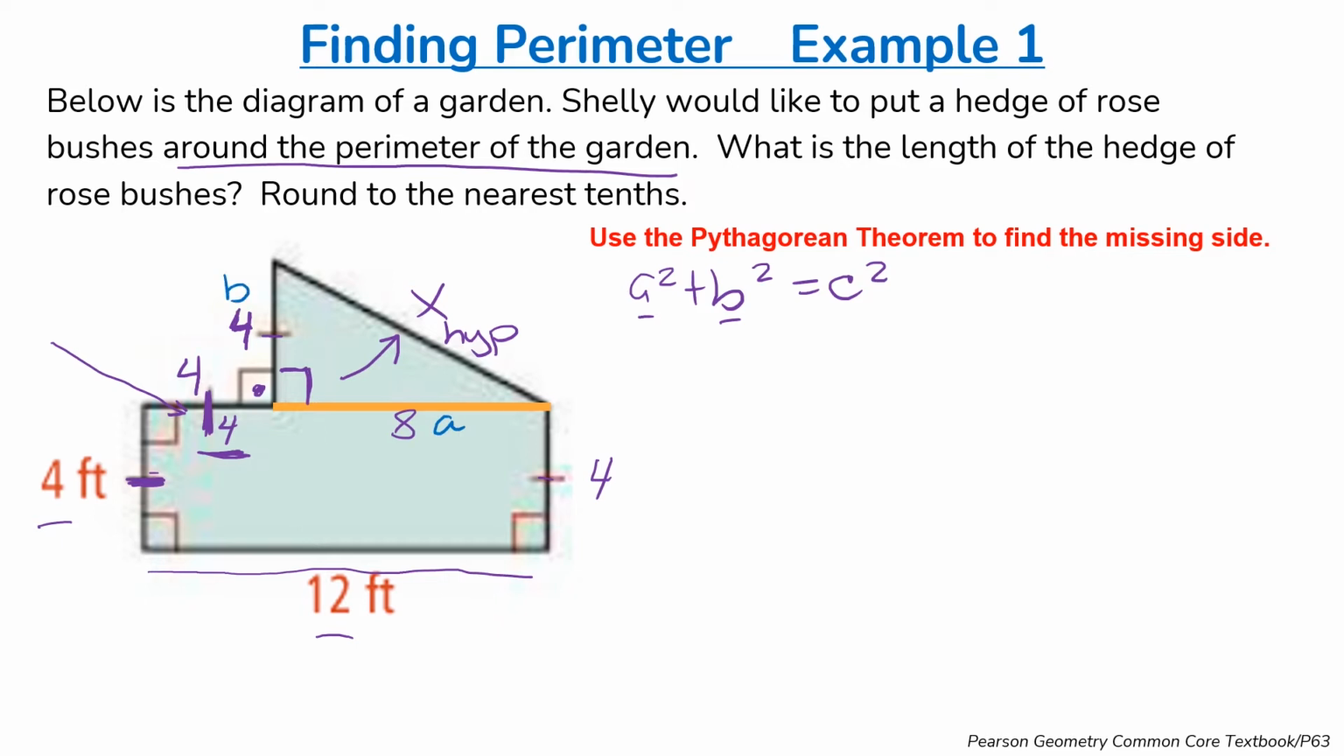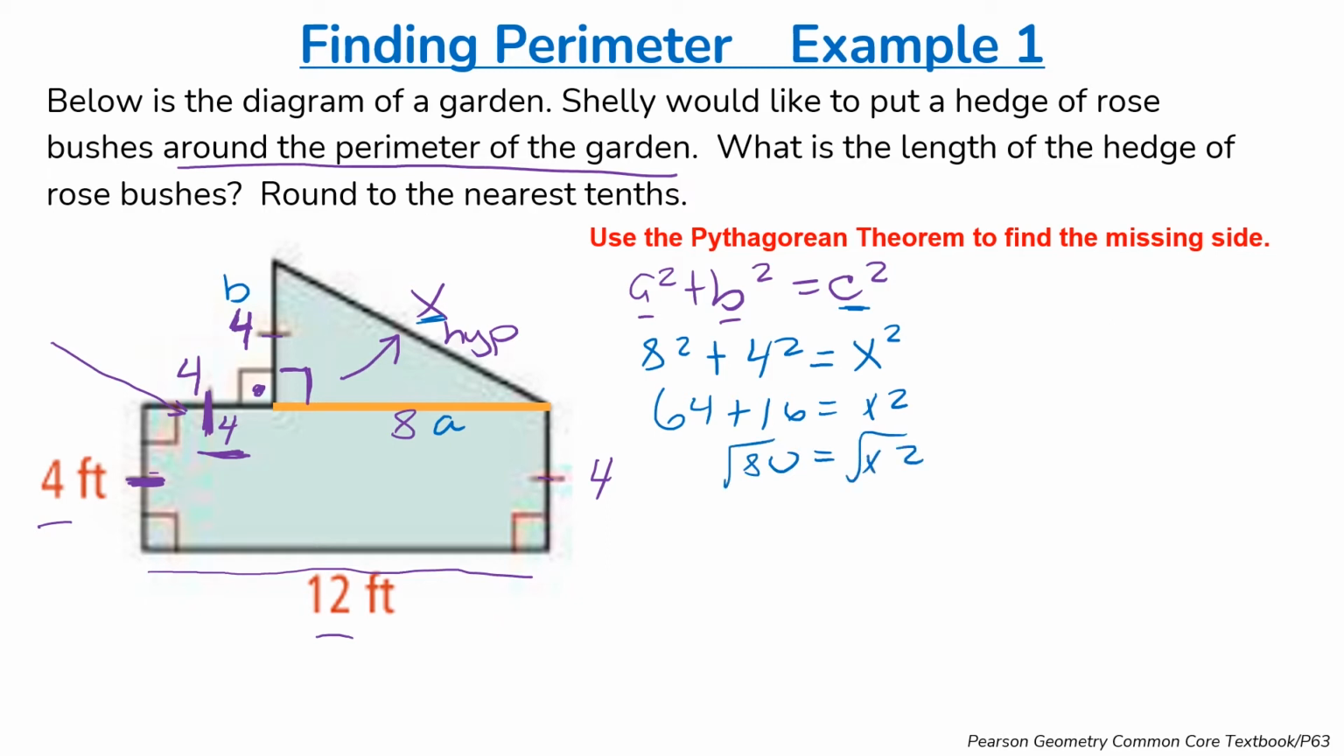I could put A for 4 and B would be 8, or I could switch it up. It doesn't matter, they're both legs. But 8 squared plus 4 squared is x squared. I could put C, I can use any variable, because I know that I'm looking for the hypotenuse. So simplifying that, 64 plus 16 equals x squared, and I get 80 equals x squared.